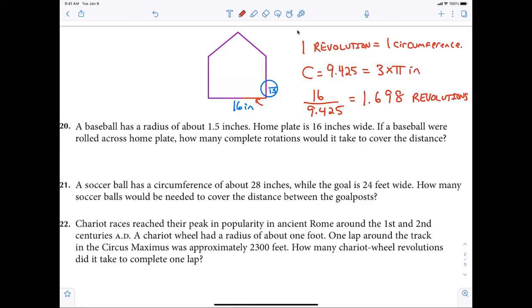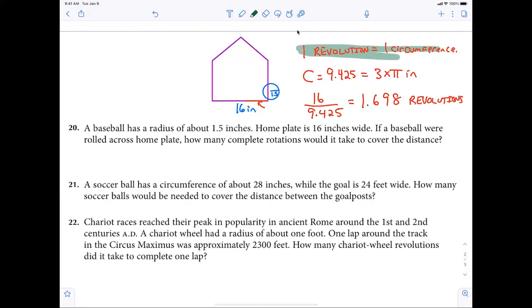I'm telling you, that's why I ask you to put down one revolution is the same as one circumference. So when somebody tells you how far do you travel when you're on a circle, you have to calculate the what? Thank you, Josh, for listening. I appreciate you. It's the circumference. All right, one revolution is one circumference. That's what I need everybody to know.